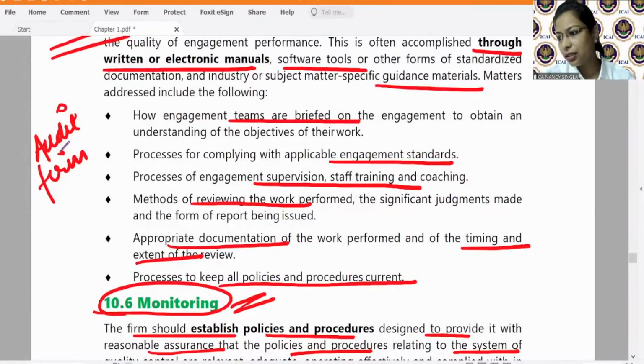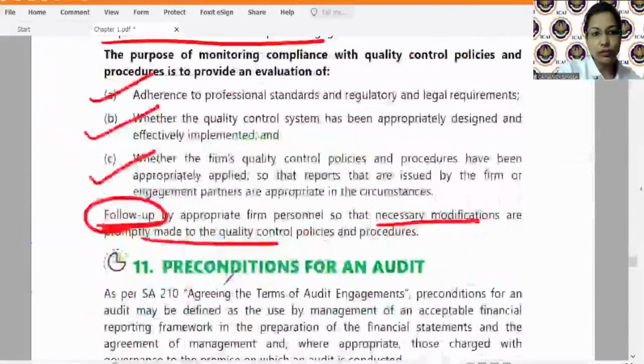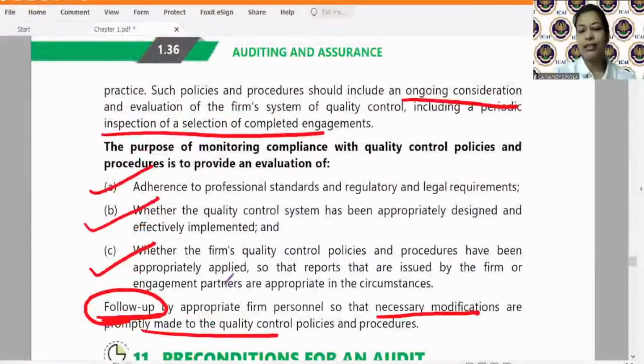Yatiraj, is it clear? And Jema, is your doubt clear? Subhiksha, whose purpose? Purpose of this monitoring compliance. So Subhiksha has asked me to repeat this purpose of monitoring compliance.